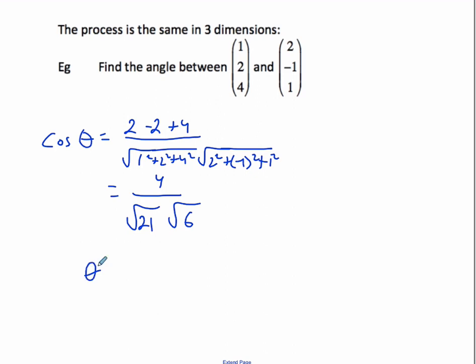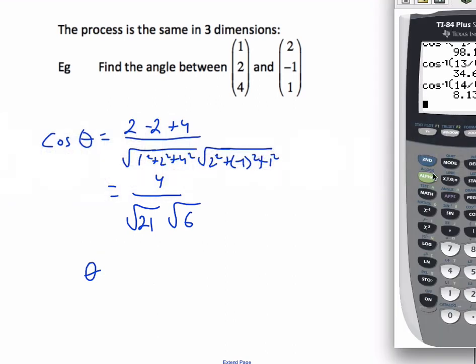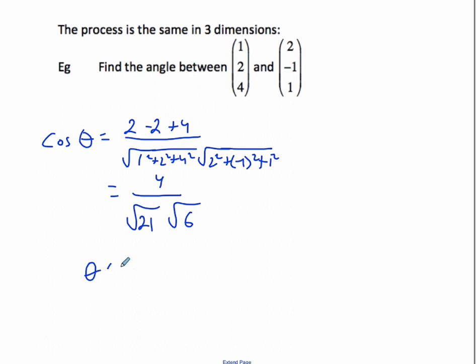Okay, so theta, let's use our calculator again. We got inverse cosine of 4 divided by root 21 times 6. And we get 69.1 degrees.